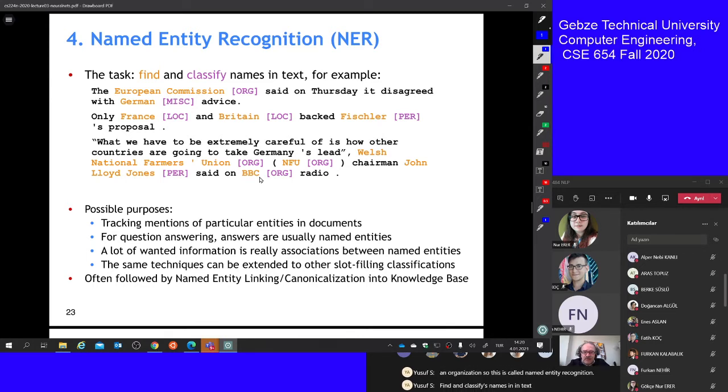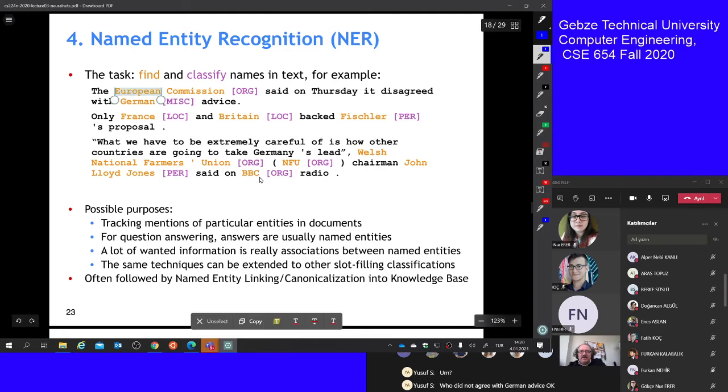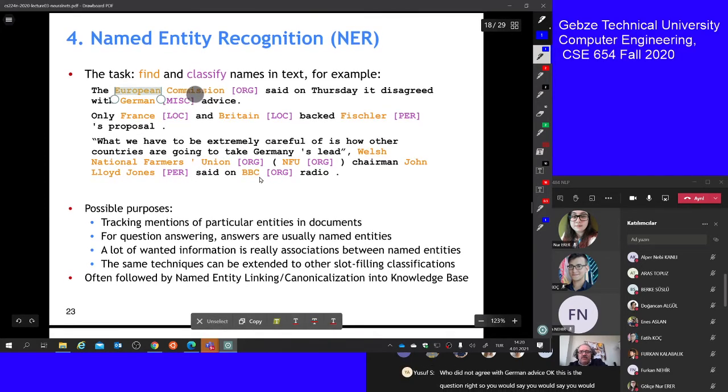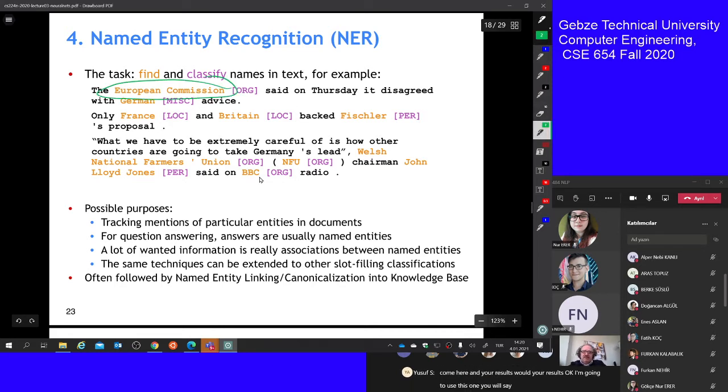This is a very useful NLP application, especially for question answering systems. Usually, if you have a question about this paragraph, the answer is one of the names. For example, the question: who did not agree with German advice? You would come here and your result would be the European Commission.